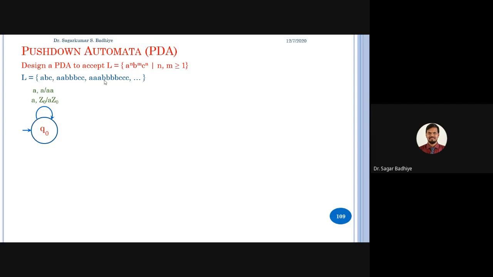But once we start with the B, we should not be able to read another A again, right? So for that purpose, we would be changing a state over here. And when we get a first B, we'll keep the stack as it is and change the state. Now this change of the state will make sure that there won't be another A after reading a B, right? And now in this way, you can read any number of B's. So the combination will always be like this: B as input and A on the top of the stack.